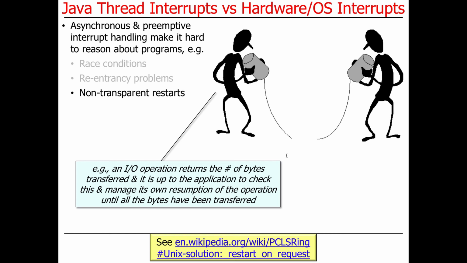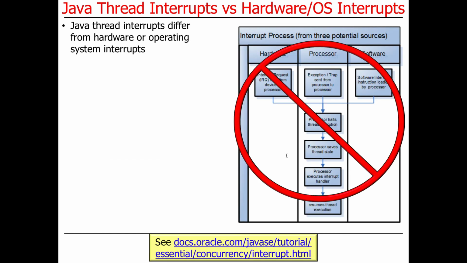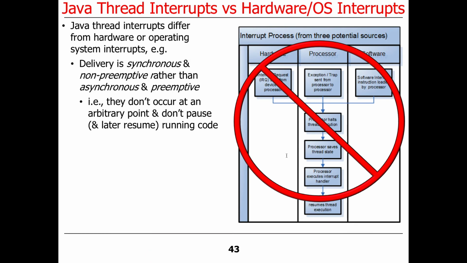So because of all these complexities that arise with asynchronous and preemptive interrupt handling, Java does it a different way. Java's thread interrupt mechanism differs from the hardware and operating system interrupts. In particular, delivery of Java thread interrupts is synchronous and non-preemptive rather than being asynchronous and preemptive.